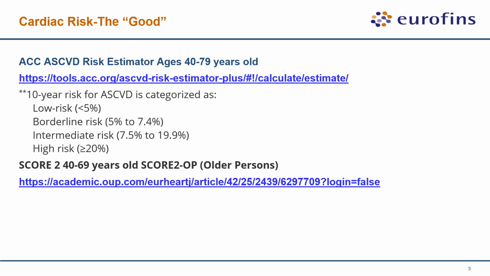The European College of Cardiology has been using SCORE 2 and SCORE 2 older persons to further risk stratify their patients based on age, gender, and actually locations in terms of countries and regions in the European Union. It is well recognized that while the cardiac risk scores are helpful and predictive, they leave a lot on the table in terms of risk estimation.